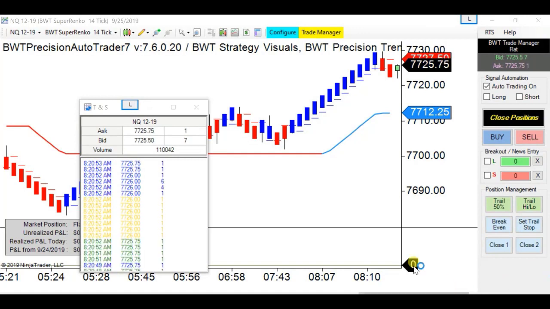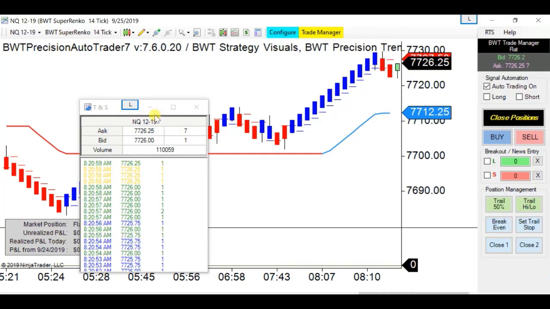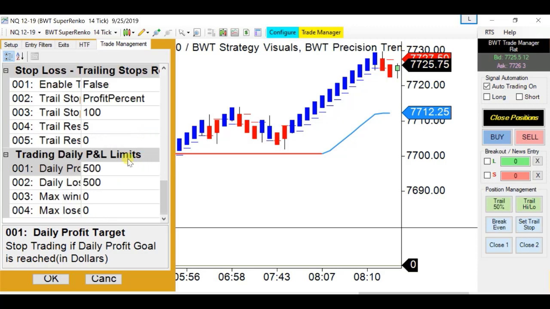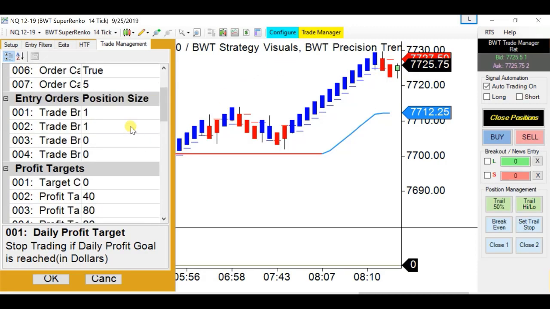Really good one. All right, September 25th. About an hour and 10 minutes before market open. Same template that I have been using. $500 stop and target, trading 2 contracts.